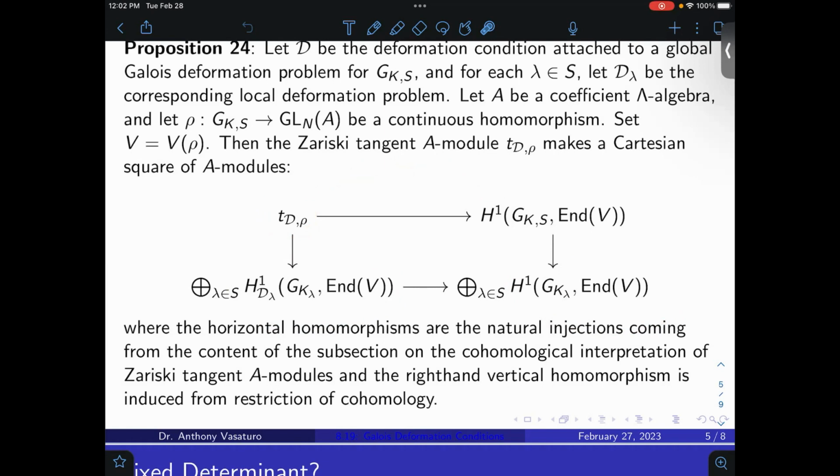How about the vertical maps? The right-hand vertical homomorphism is just restriction of cohomology, right? And then the point is there's a map here that commutes the square.